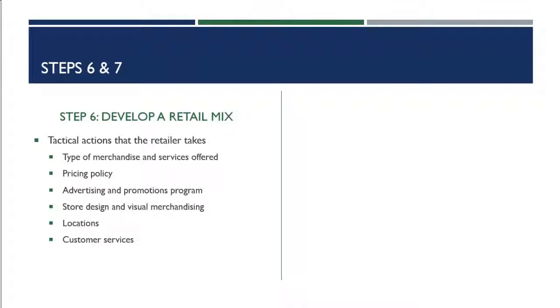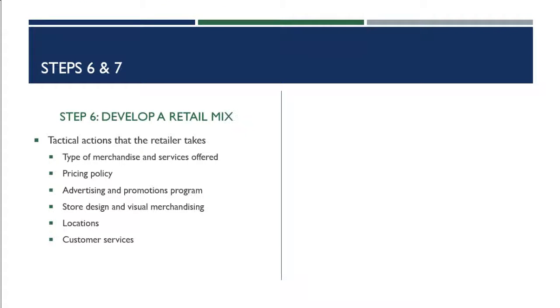Step 6 and 7. Step 6 is our tactical actions that the retailer takes. So this is when we fully start fleshing out our retail mix. When we talk about before we begin the retail planning process, when we start to have ideas as a retail entrepreneur, we have an idea of what our 6 Ps are going to be. But this, step 6 of the strategic planning process, is when we really take a look at each of these pieces individually and develop the plan. And so we focus on each of these Ps over the next 3 weeks throughout our modules.